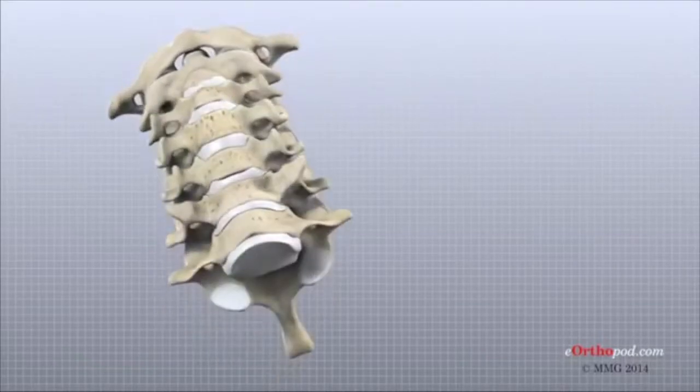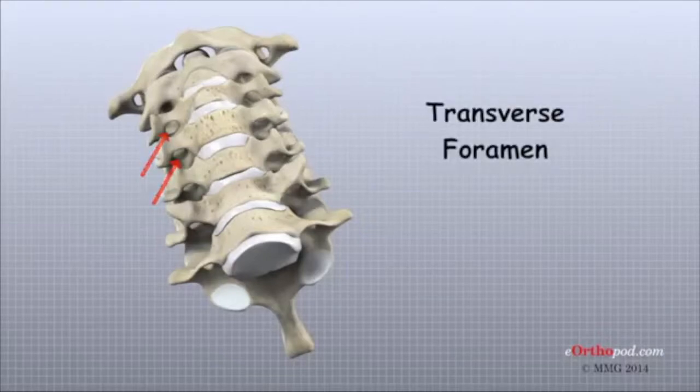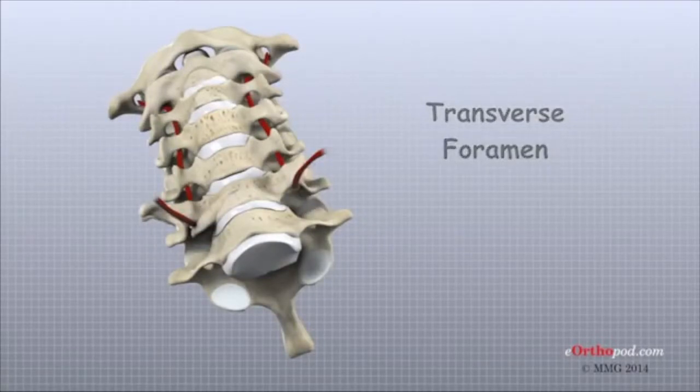Unlike the rest of the spine, the cervical vertebrae have an opening that passes down through each transverse process. This opening, called the transverse foramen, provides a passageway for arteries that run up each side of the neck to supply the back of the brain with blood.